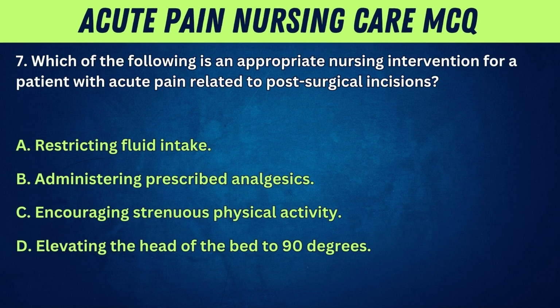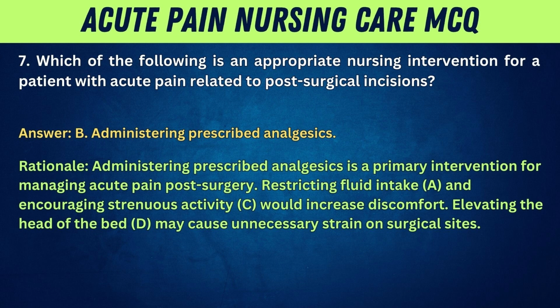7. Which of the following is an appropriate nursing intervention for a patient with acute pain related to post-surgical incisions? A. Restricting fluid intake. B. Administering prescribed analgesics. C. Encouraging strenuous physical activity. D. Elevating the head of the bed to 90 degrees. Answer. B. Administering prescribed analgesics.